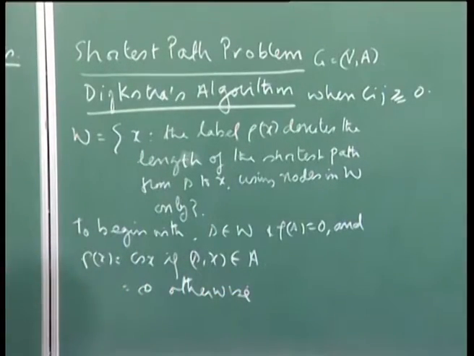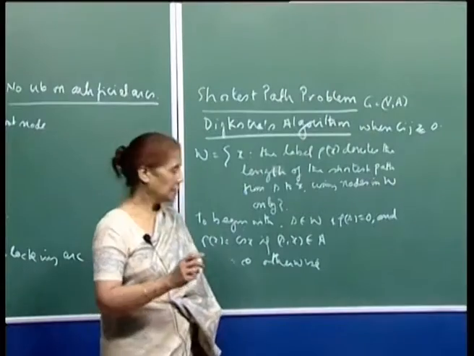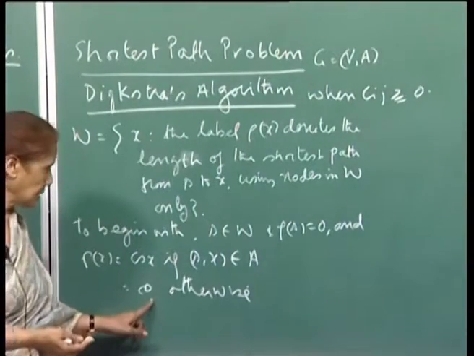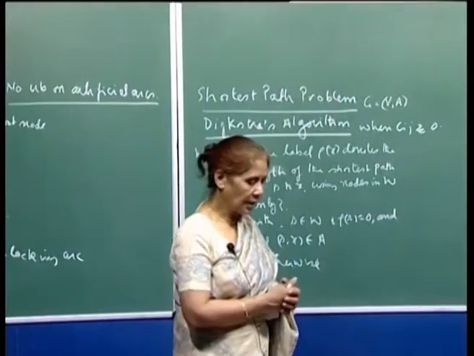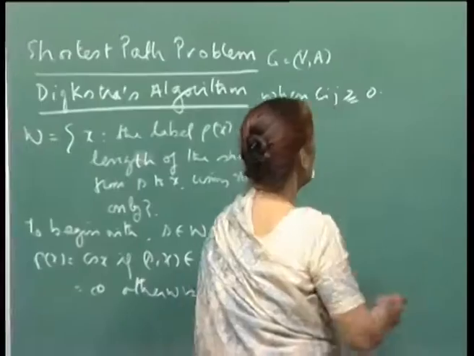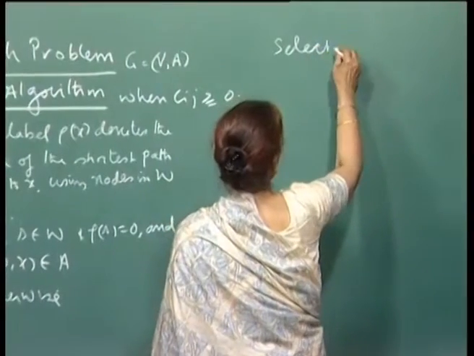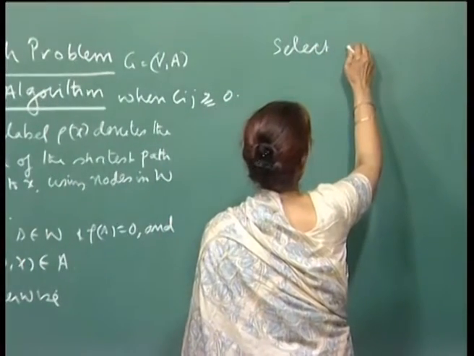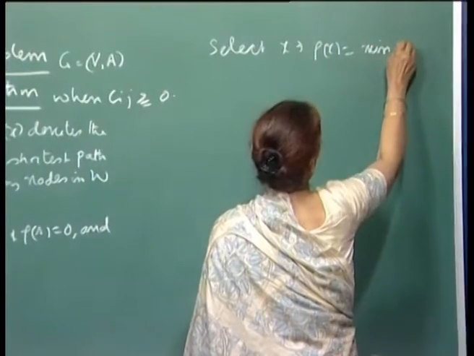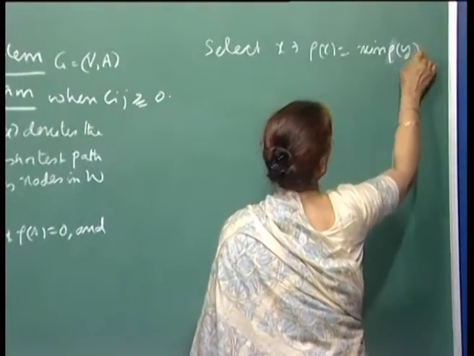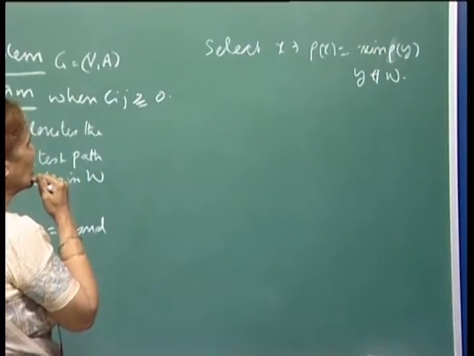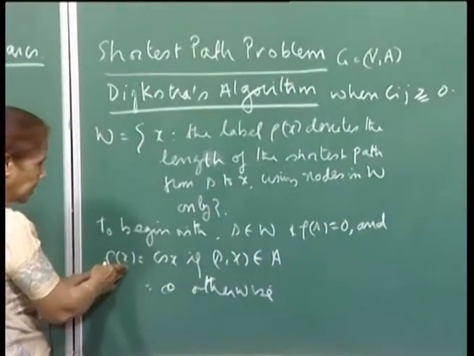So, in the beginning, for all nodes which are connected to S by an arc, I will give the label as the actual cost or the distance of the arc S x, and for all other nodes it is infinity for the arcs which are not there, right. So, we have this. Then what we do is we select X such that rho X is the minimum of rho y, y not belonging to W, right.